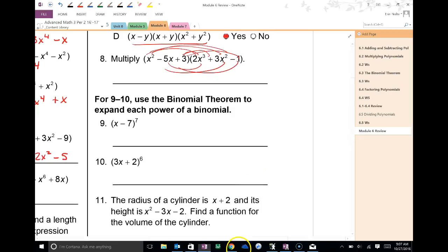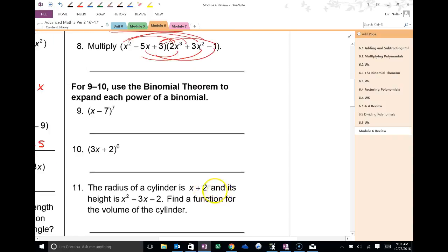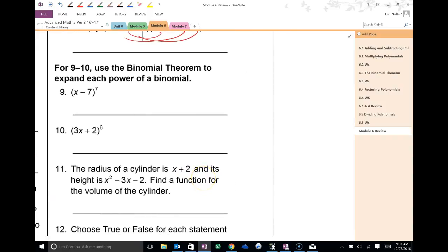Using Pascal's triangle. Even if it says binomial theorem, I want you to use Pascal's triangle. Can we do that? Yeah, I'm so confused on that. No. It's easy. It's easy. No. It's hard. Right. Okay, let's do number 9. Okay, we have it to the 7th power. So what row do I have?